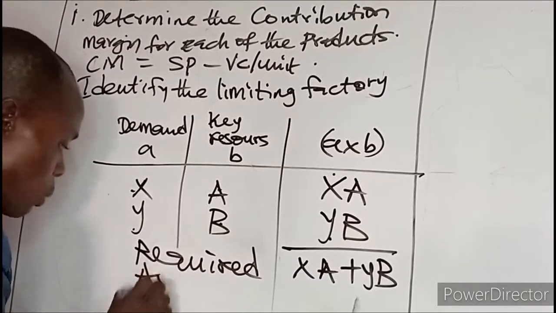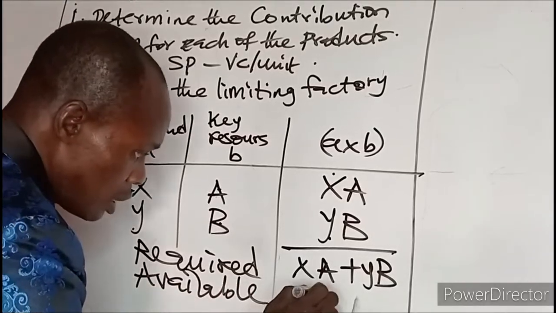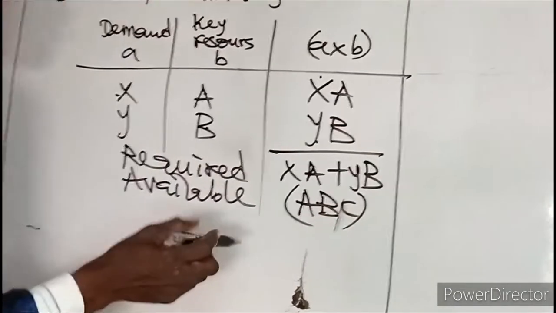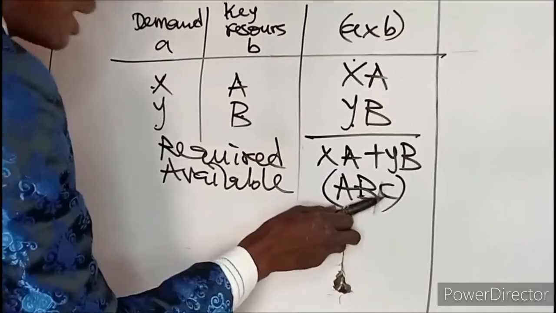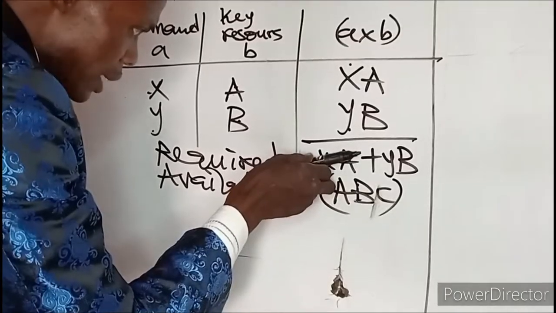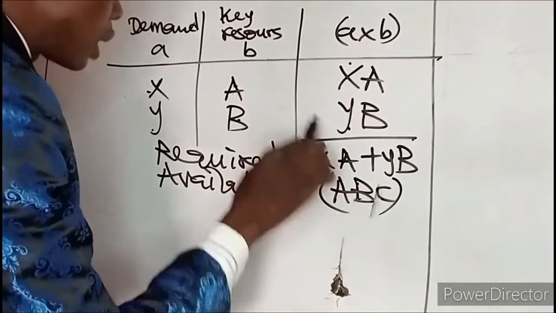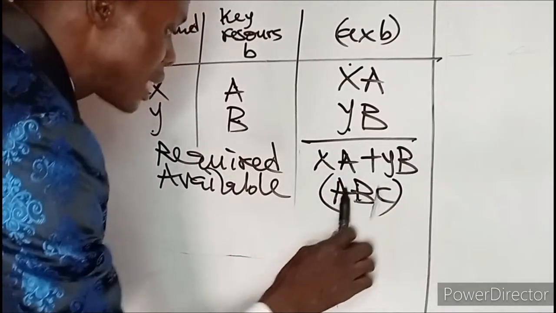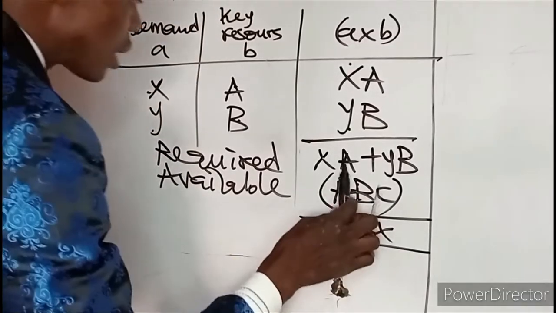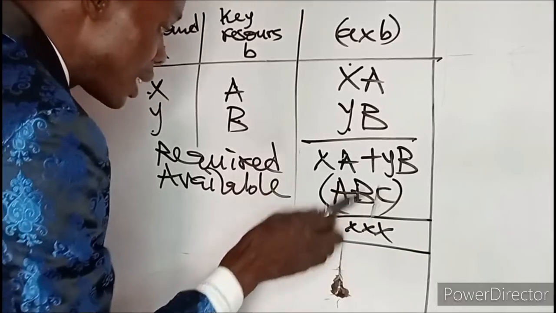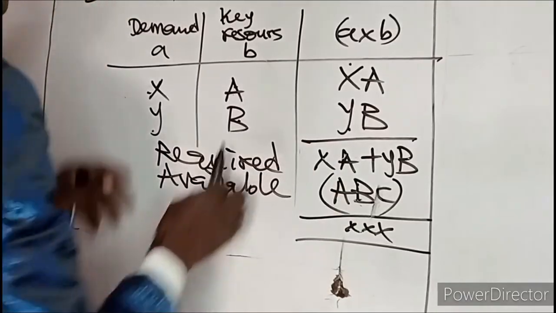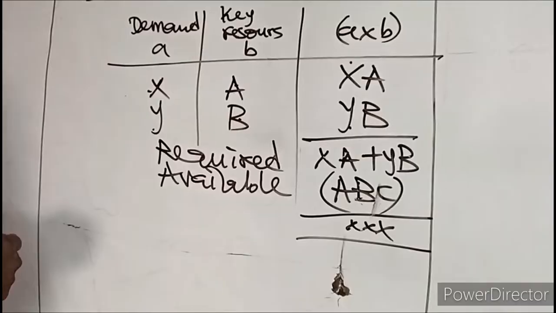Then the available will be given in the question. Let's assume it is ABC. It is possible that the available may be less than the required, or greater than the required. Where the available is greater than the required, that means that resource is not the limiting factor. But where the required is greater than the available, the difference will be the shortfall. That means the resource is not enough, so it is the limiting factor. That is the second step: you identify the limiting factor.